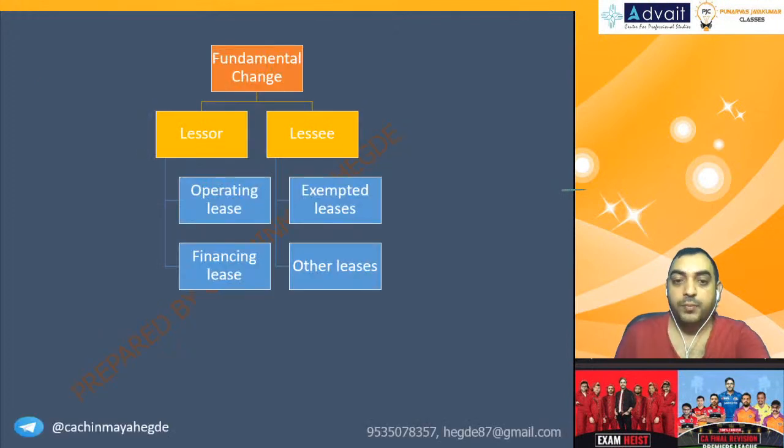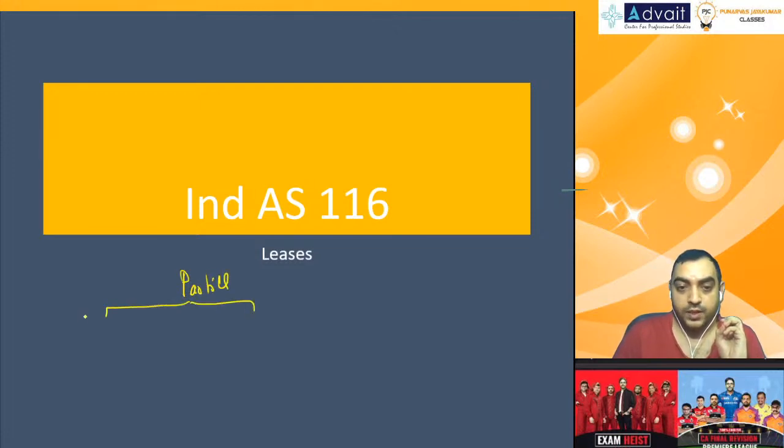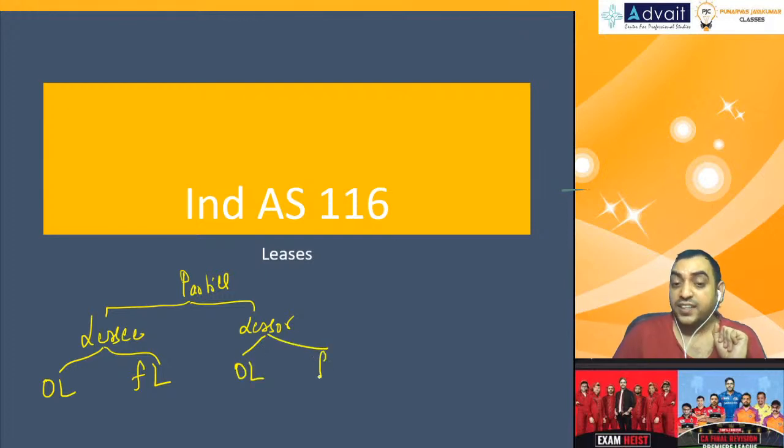Let me tell you what is the major, fundamental change as compared to the previous Ind AS. You know, there are two parties in a lease: one is called the lessee, the other is called the lessor. The person who takes the asset is the lessee, the person who gives the asset is the lessor. Now in the lessee, there are two classifications of lease: operating lease and financial lease. In the lessor, also operating lease and financial lease.